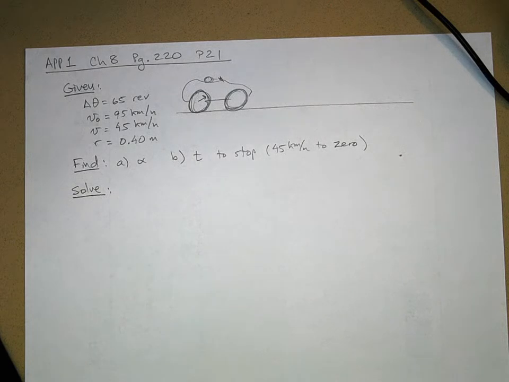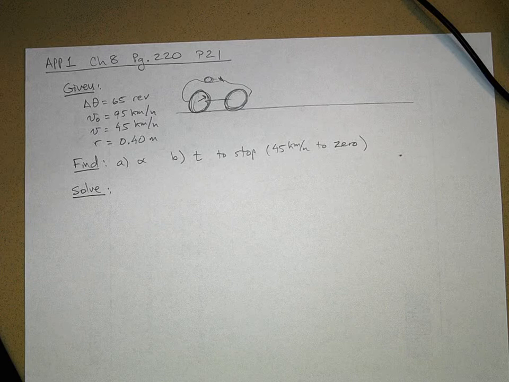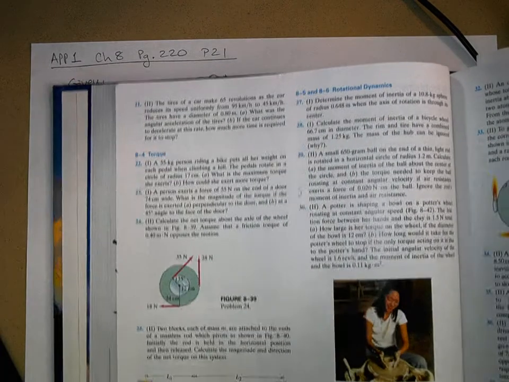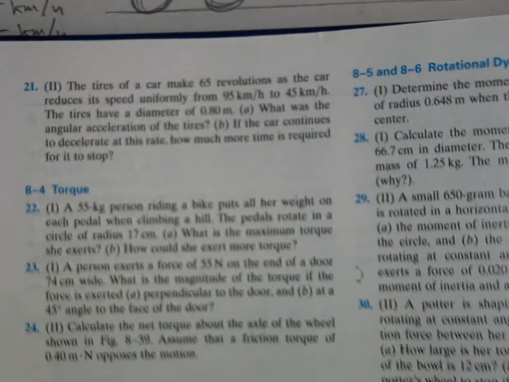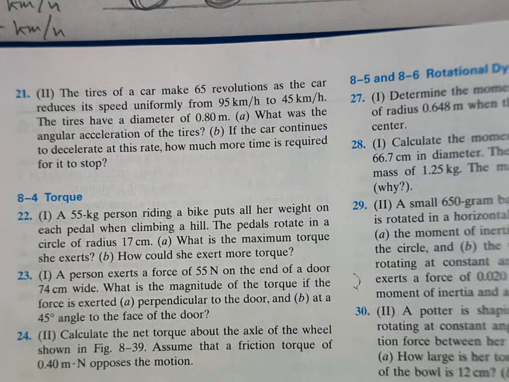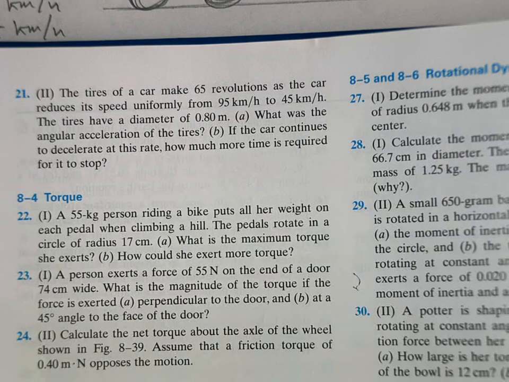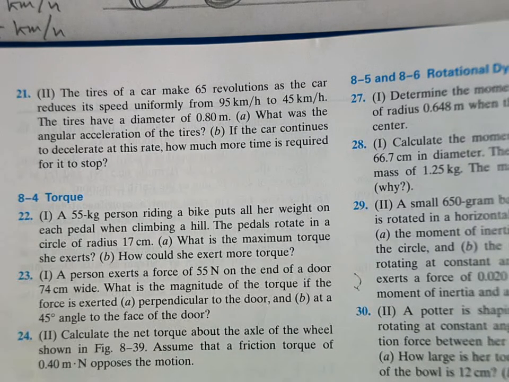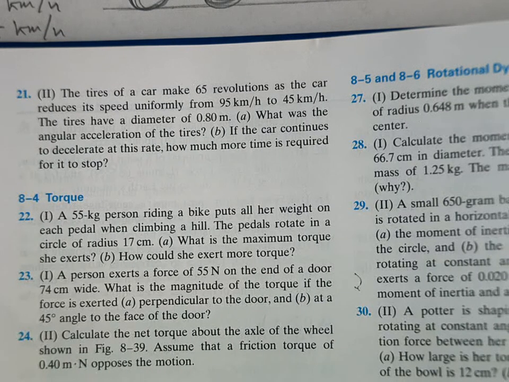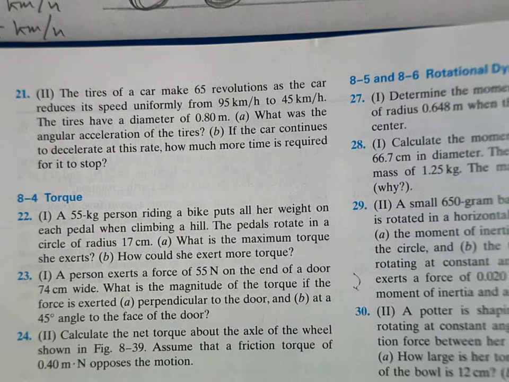Real quick, let's do problem 21 on page 220 in chapter 8. And here is the problem in the book. Let's zoom in. It says, the tires of a car make 65 revolutions as the car reduces its speed uniformly from 95 to 45 kilometers per hour. The tires have a diameter of 0.8 meters. What was the angular acceleration of the tires?